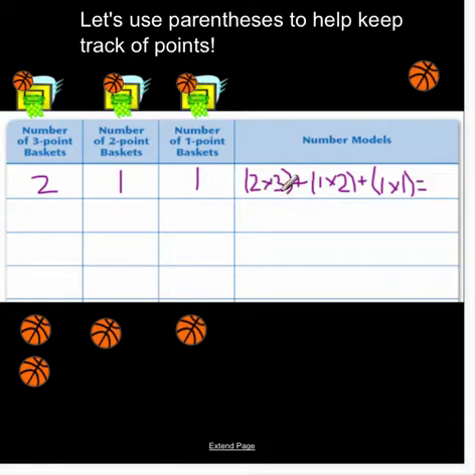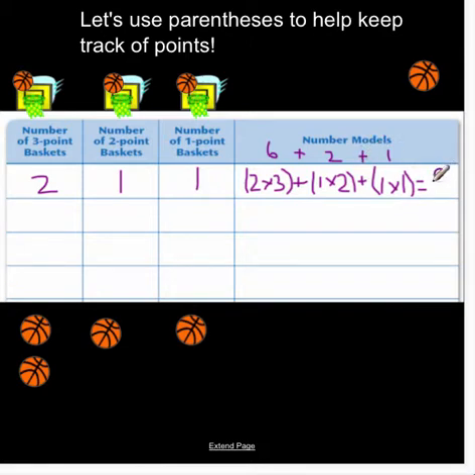So 3 times 2, that is 6. I'm just going to write that up here. So far this player has 6 points. 2 times 1, that is 2 more points. And then 1 times 1, that's 1. And if we add these together, 6 plus 2 is 8, plus 1 more is 9.